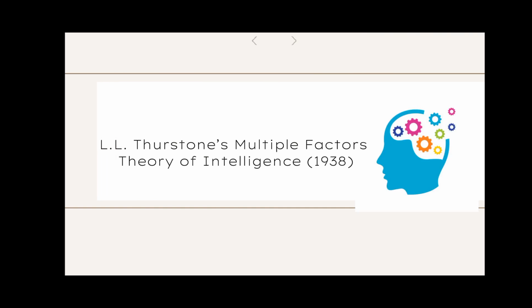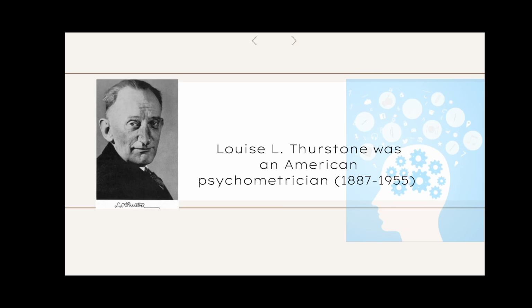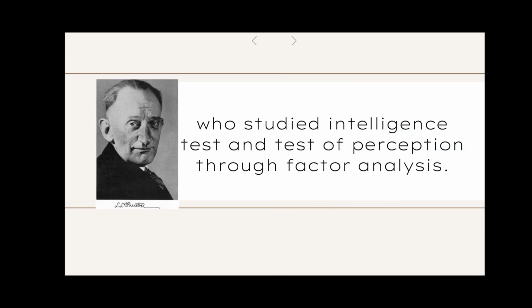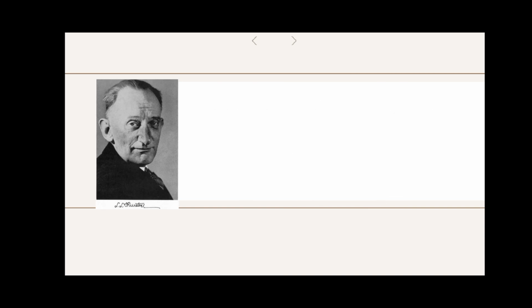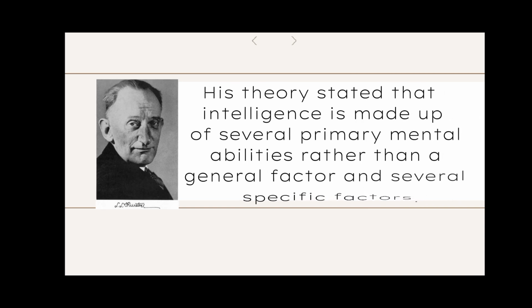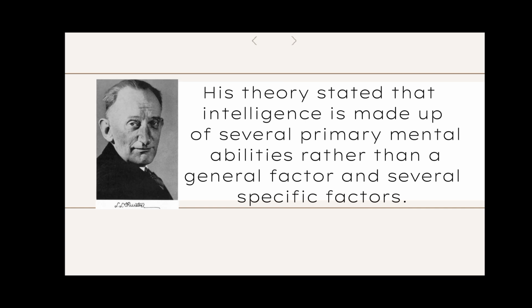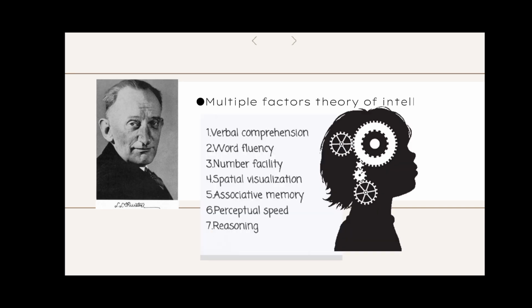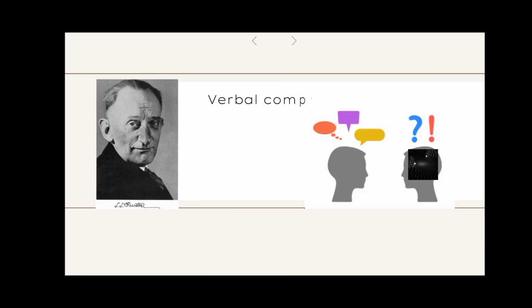L. L. Thurstone's Multiple Factors Theory of Intelligence, 1938. Louis L. Thurstone was an American psychometrician, 1887 to 1955, who studied intelligence tests and tests of perception through factor analysis. His theory stated that intelligence is made up of several primary mental abilities rather than a general factor and several specific factors. His multiple factors theory of intelligence identified seven primary mental abilities. First, the verbal comprehension.